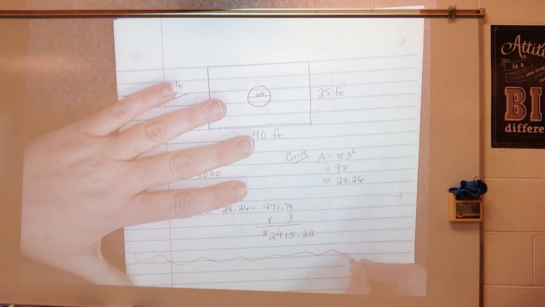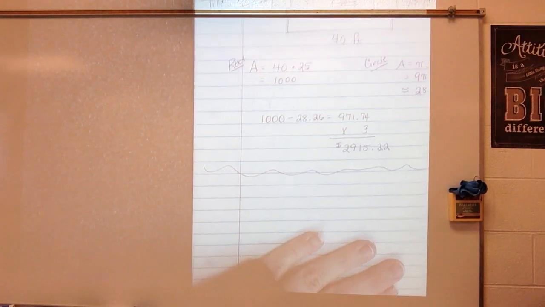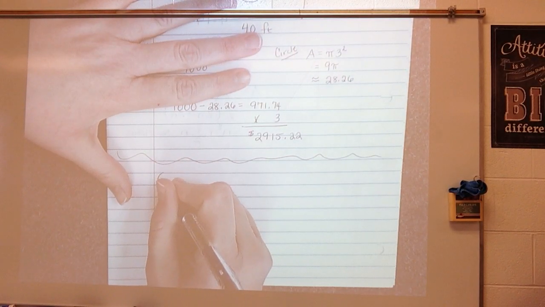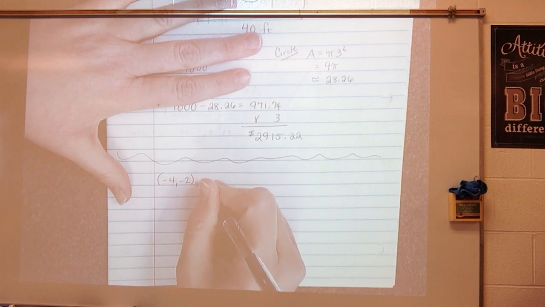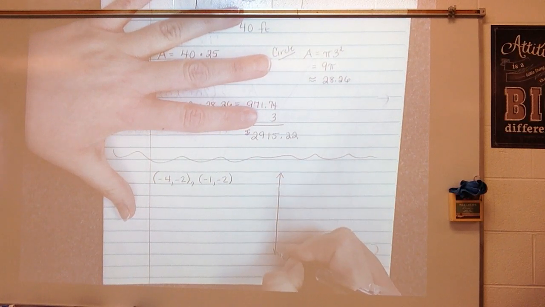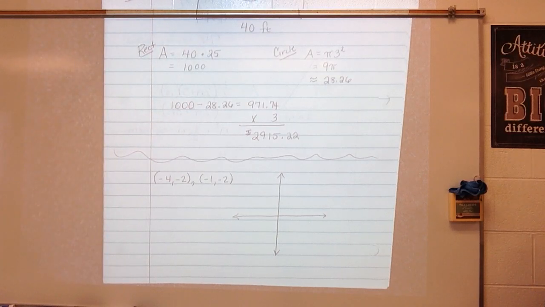Alright, the second part that we're going to talk about is coordinate geometry. Basically this just means plotting points on a coordinate plane and doing different things with that. So let's say it tells me to plot the following pairs of points on the coordinate plane and then find the distance between them. It wants me to plot -4, -2, and -1, -2. If you have graph paper, this might be easier for you. If you don't, it's fine, just draw a graph.